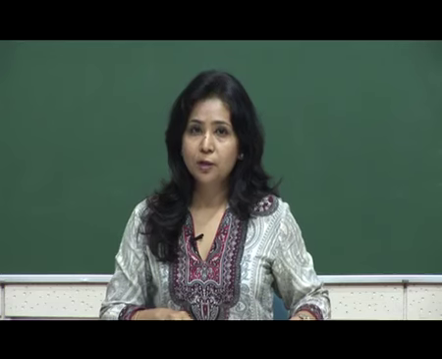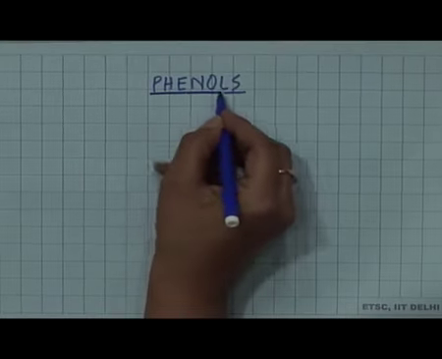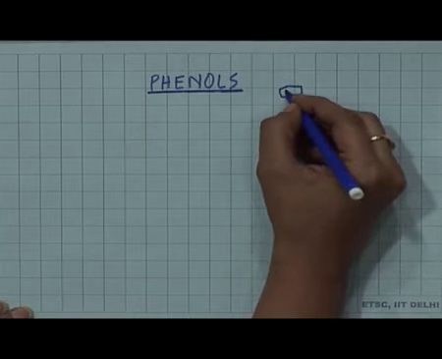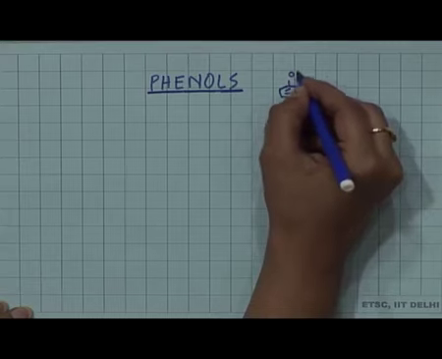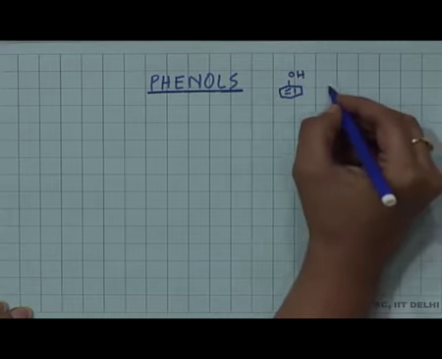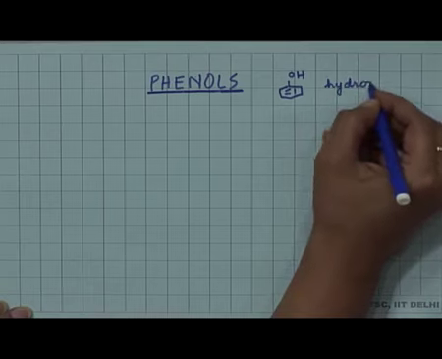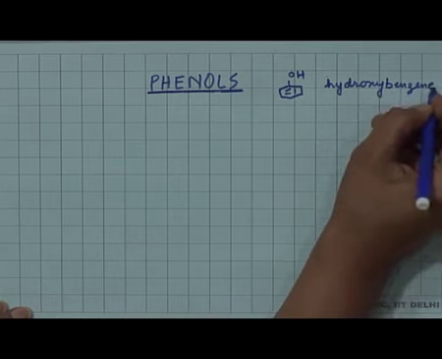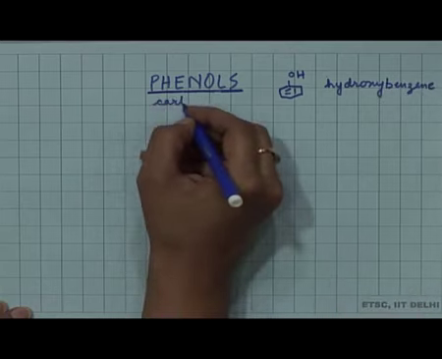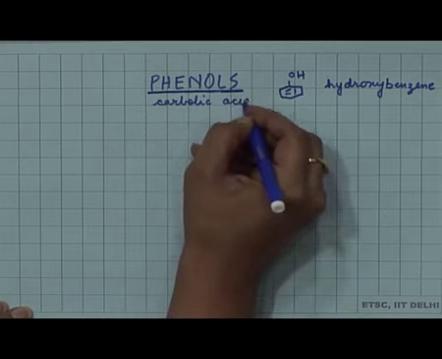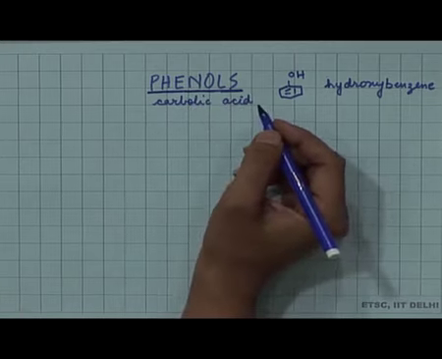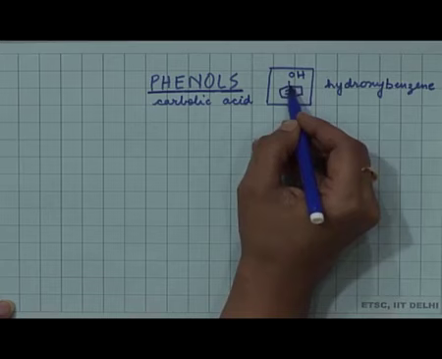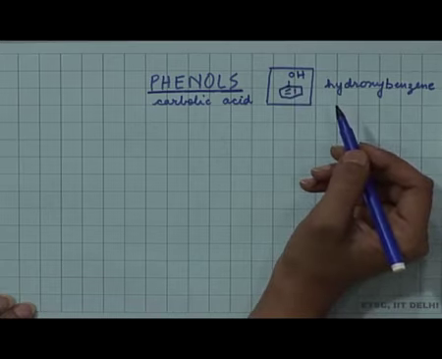Okay, so our topic for discussion today is phenols, and the general chemical structure which represents phenols is given like this. Phenols are essentially a hydroxylated benzene. Okay, so it is a hydroxy benzene. It is also known as carbolic acid. If you look at this structure of phenol, the hydroxy is attached directly to this sp2 carbon, which is a part of the benzene ring.